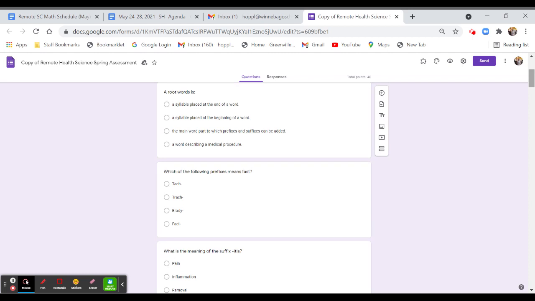A root word is a syllable placed at the end of a word, a syllable placed at the beginning of a word, the main word part to which prefixes and suffixes can be added, or a word describing a medical procedure.